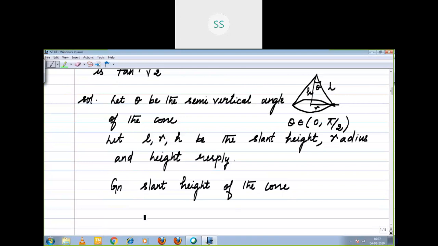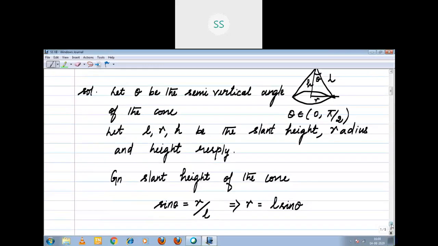Now, r equal to. Before that, I want to refresh the trigonometry. Now, opposite to theta, what is it? It is r. That is sin theta equal to r divided by l, opposite by hypotenuse. So, which implies r equal to l sin theta. Radius I am expressing in terms of trigonometry. In the same way, height also I am going to express in terms of trigonometry.